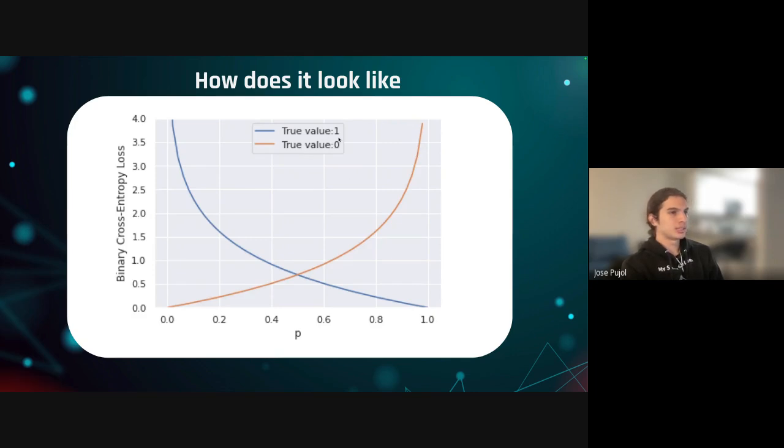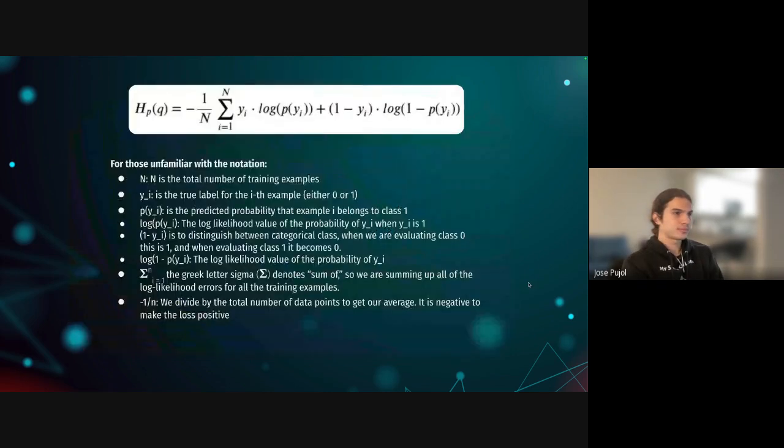The same thing happens when your true value is 1. If you correctly output a 1, okay, good, then we don't have that much loss. But if you output something close to 0, it's going to asymptote to infinity. So everyone can see this, right? This is how our loss function looks. Intuitive, I know it might seem scary.